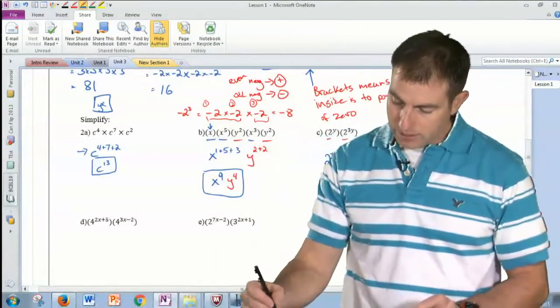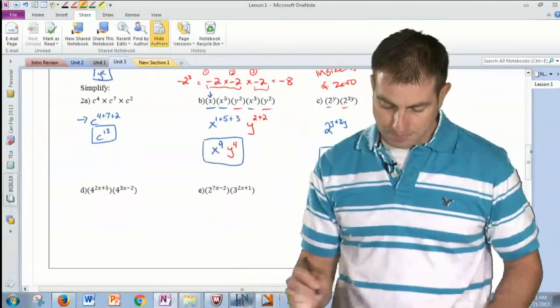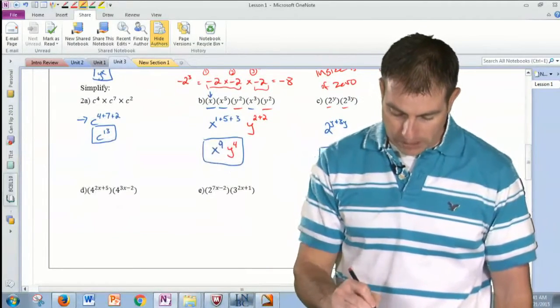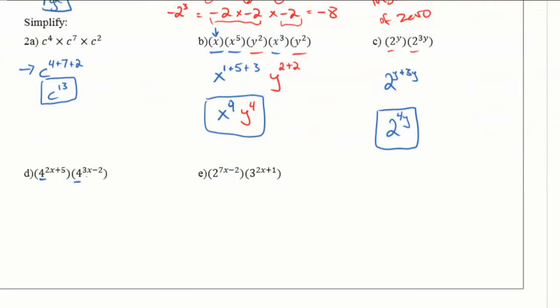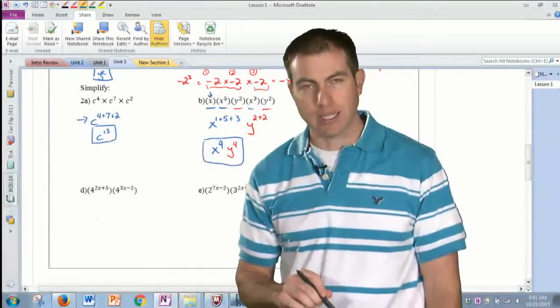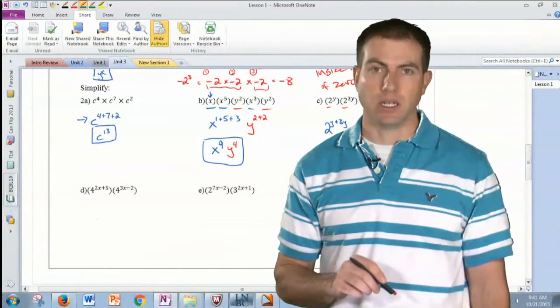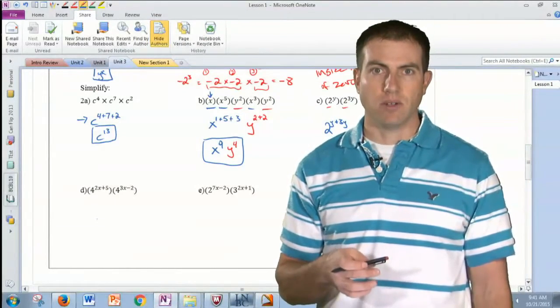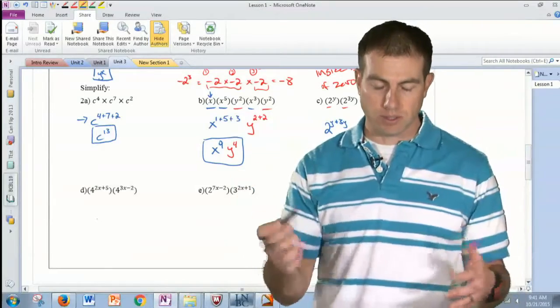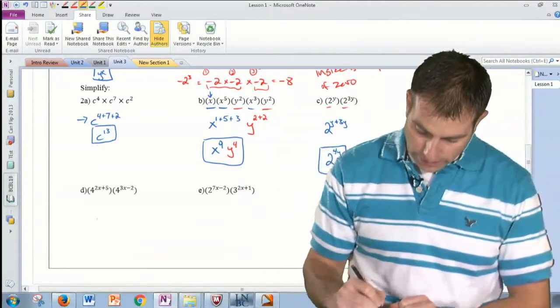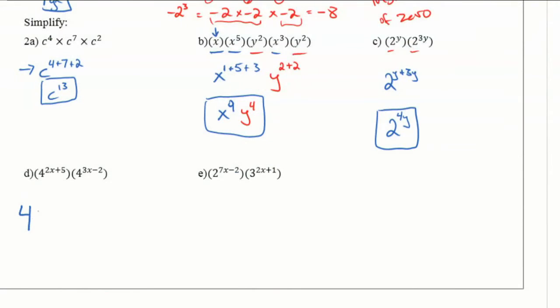Let's look at D and E. They do get a little trickier, obviously. We have the same base, so we know we can add our exponents. This is going to be a simplifying or combining like terms question that you would have seen last year, even some of the stuff we did at the beginning here, except the like terms are now not just numbers, they're our exponents. Let's see what this is going to look like. I'm going to write it a little bit bigger. 4 to the power of 2x plus 5, and I'm going to add to that the exponent here, 3x minus 2.